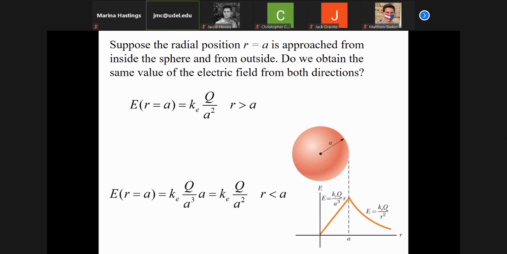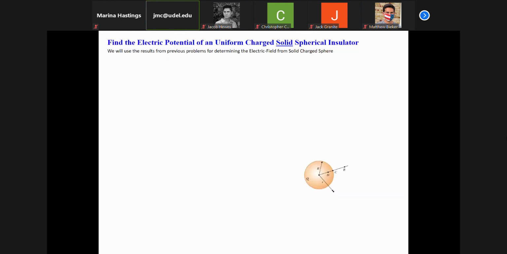Okay, now what we want to do is take this result and determine the electric potential of a uniform solid. This is something we've done recently, but I just thought it'd be worthwhile to look at this. In case there are questions, this is now the opportunity to ask. So basically, we're going to take these same results and now find the electric potential of the uniformly charged solid sphere, insulator. So that's what we'll do.